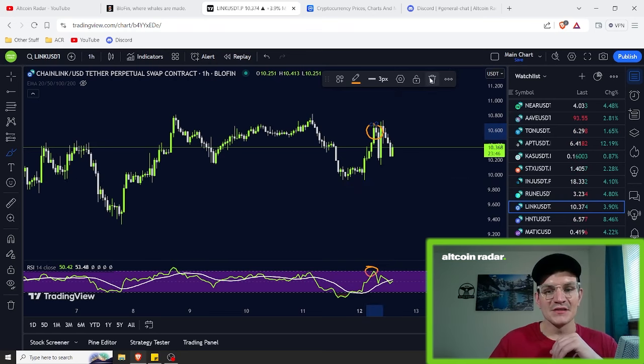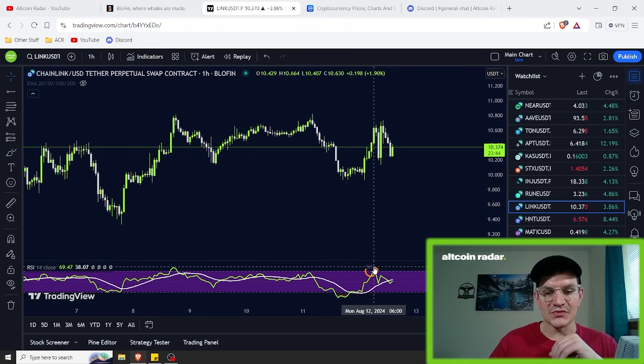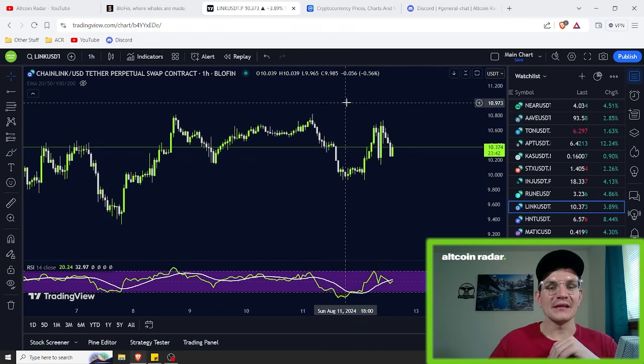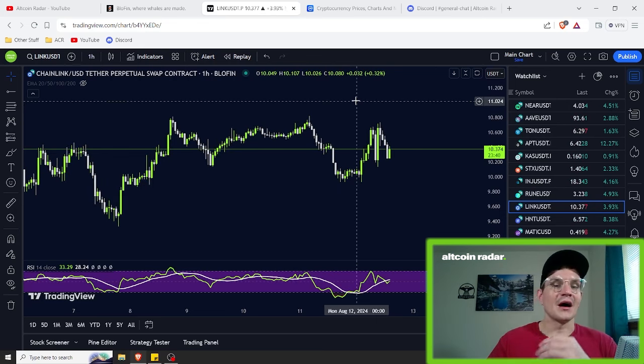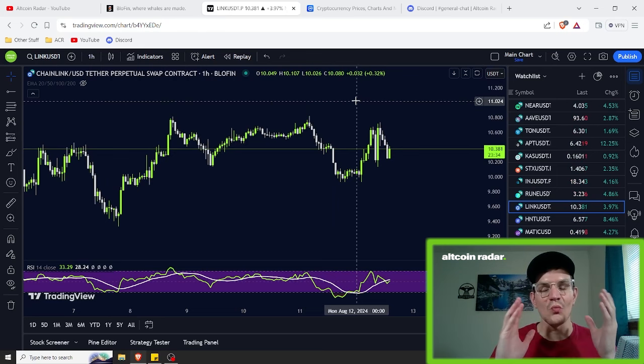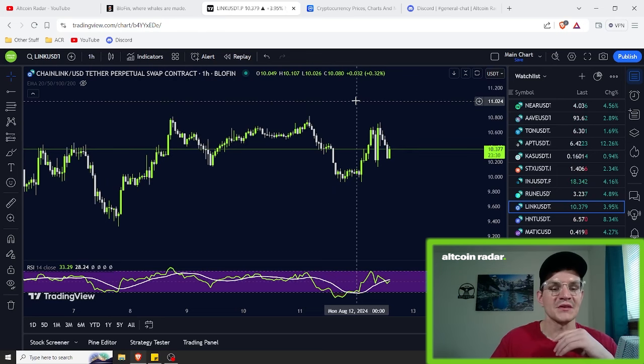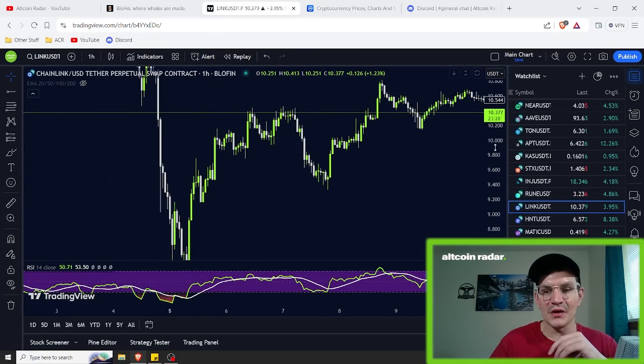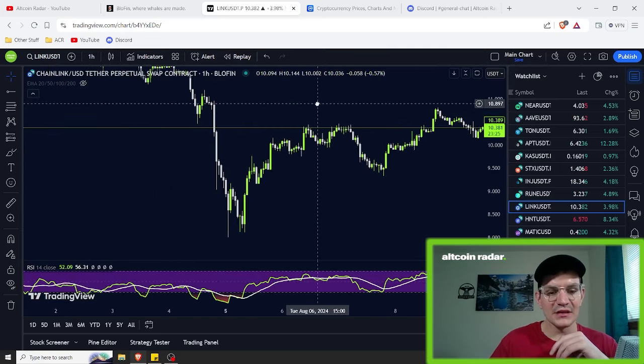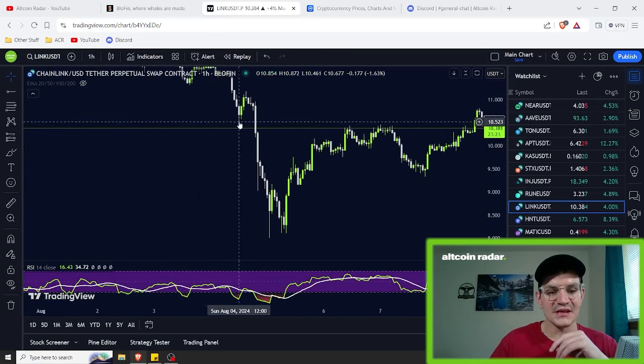All right, so that is one way that you can use the RSI. The RSI is a lagging indicator though, so keep that in mind as well. But what's cool about the RSI is it gives you very valuable insight into what the overall movement of the market is currently doing. And if we go ahead and back test this, you can clearly see all of the different ways that it can be used.